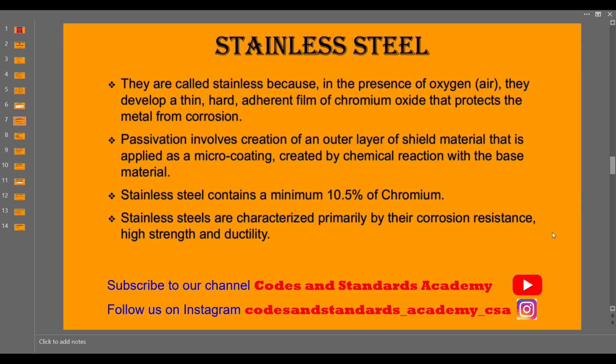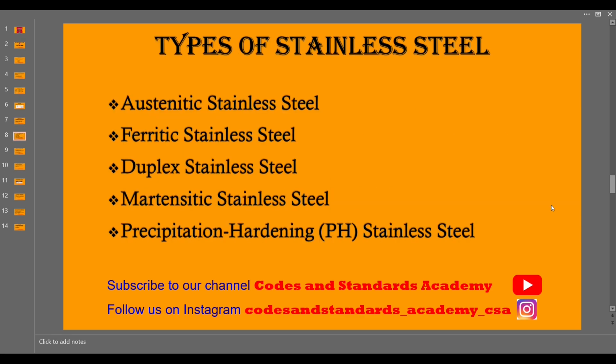In stainless steel, the carbon content is limited to some trace amounts, because if we increase carbon content in stainless steel, the carbon reacts with the chromium and it will form a chromium carbide, which is extremely hard. The stainless steels are broadly classified into five types, which are austenitic stainless steel, ferritic stainless steel, duplex stainless steel, martensitic stainless steel, and finally precipitation hardening stainless steel. Now let's learn each type in detail.